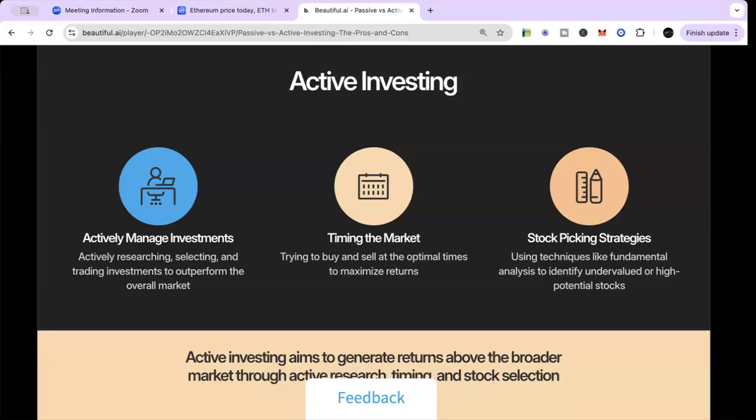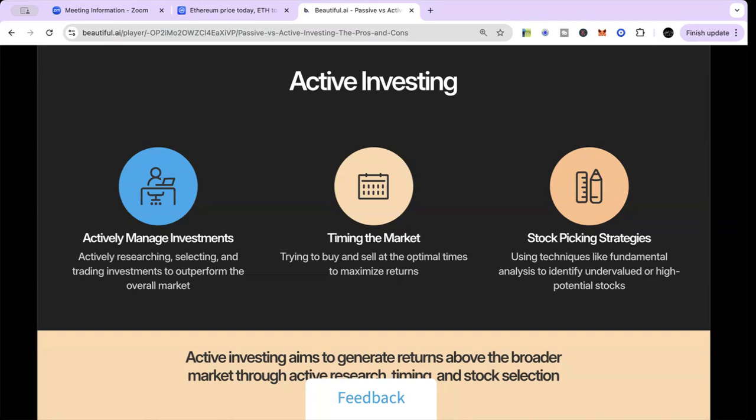So we told you that actively managed investments involve research and trading. They're trying to outperform the market. They're trying to time the market, right? So they try to buy stocks at optimal times. They might see a stock go down 40% and say, okay, we believe this stock will go up 60%. So we're going to buy the stock right now at 33 instead of buying it at 40, because we might make another 3 to 4% on the stock.